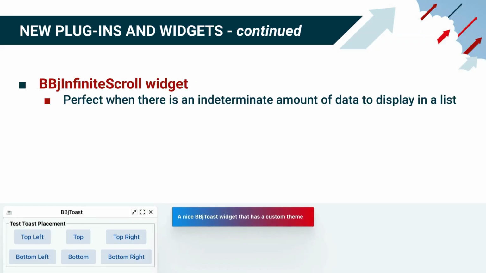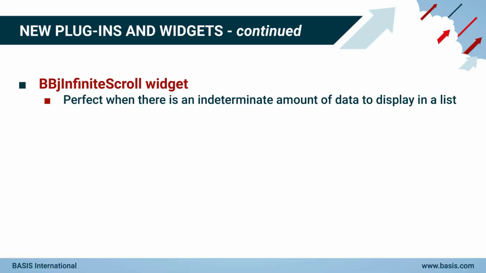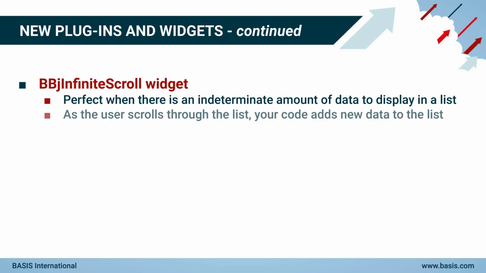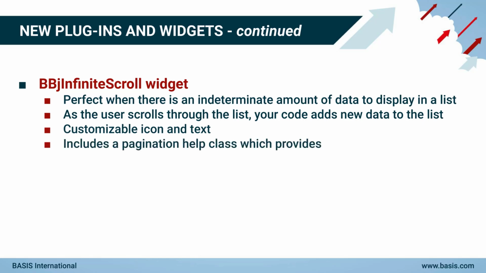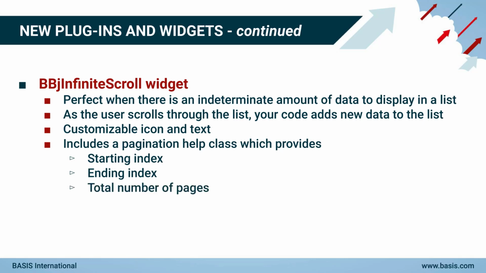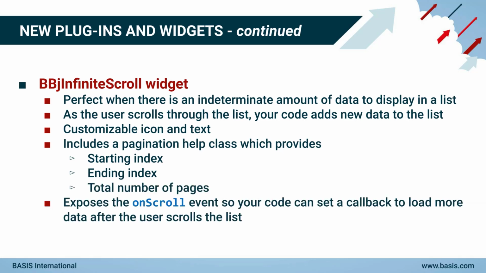The next widget is the BBj Infinite Scroll widget, which lets us fill a list with data and continue adding data to the list as the user scrolls down toward the bottom of the list. It too is customizable and includes a pagination helper class that provides the starting and ending index and the total number of pages. We can set a callback for its on-scroll event so that we can add more data to the list when the user scrolls to the end.